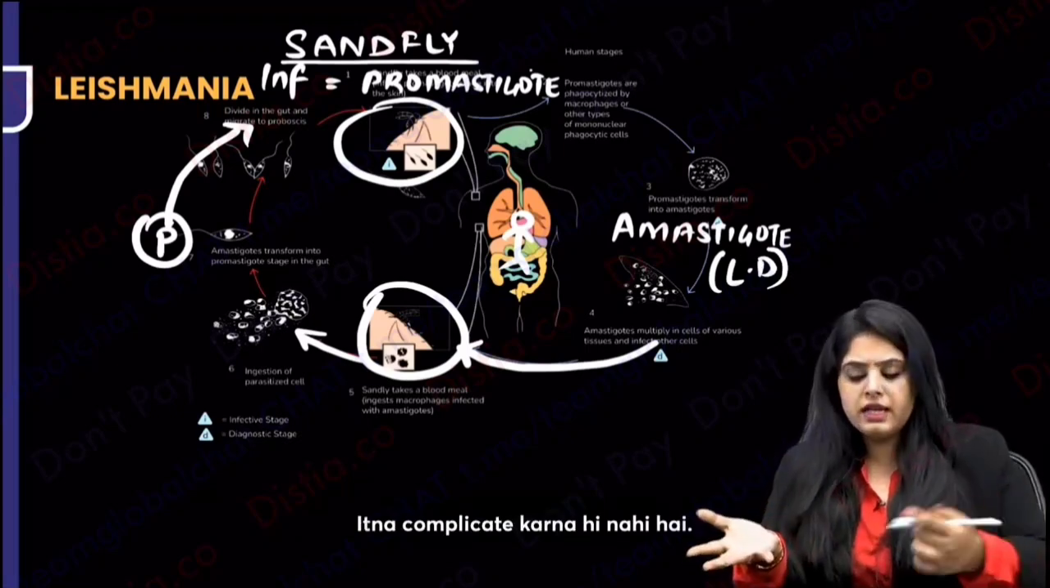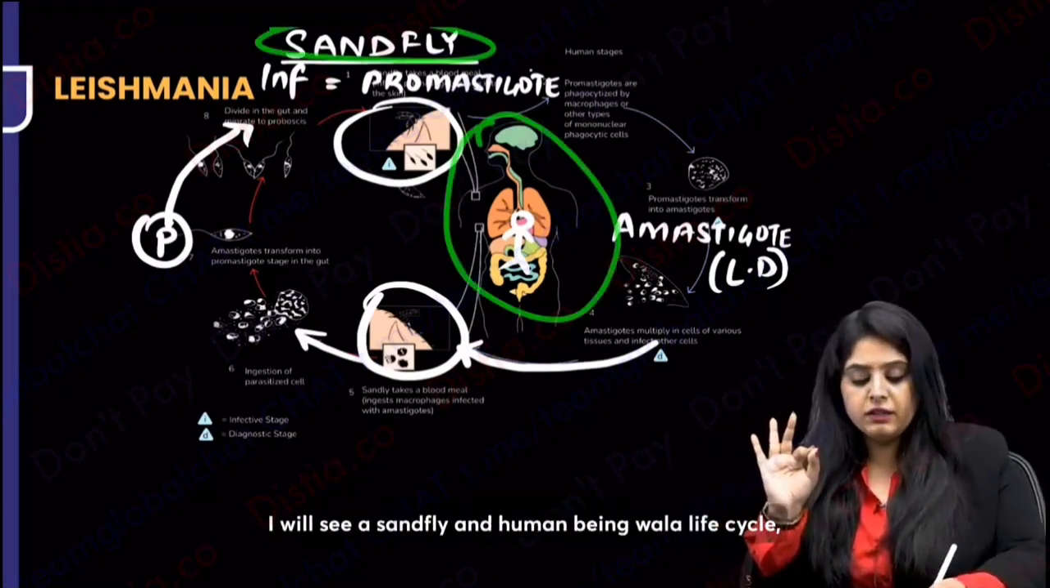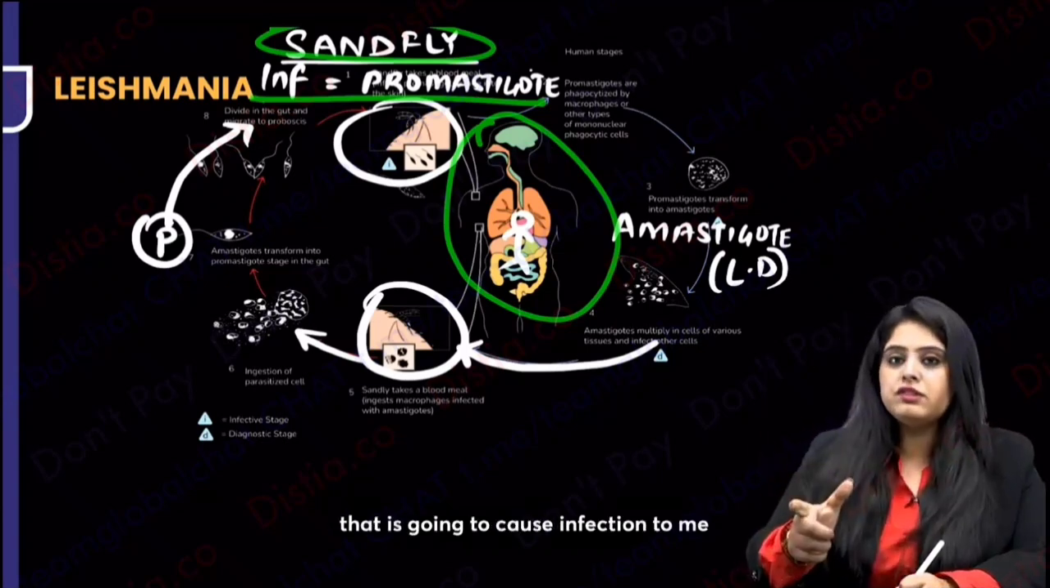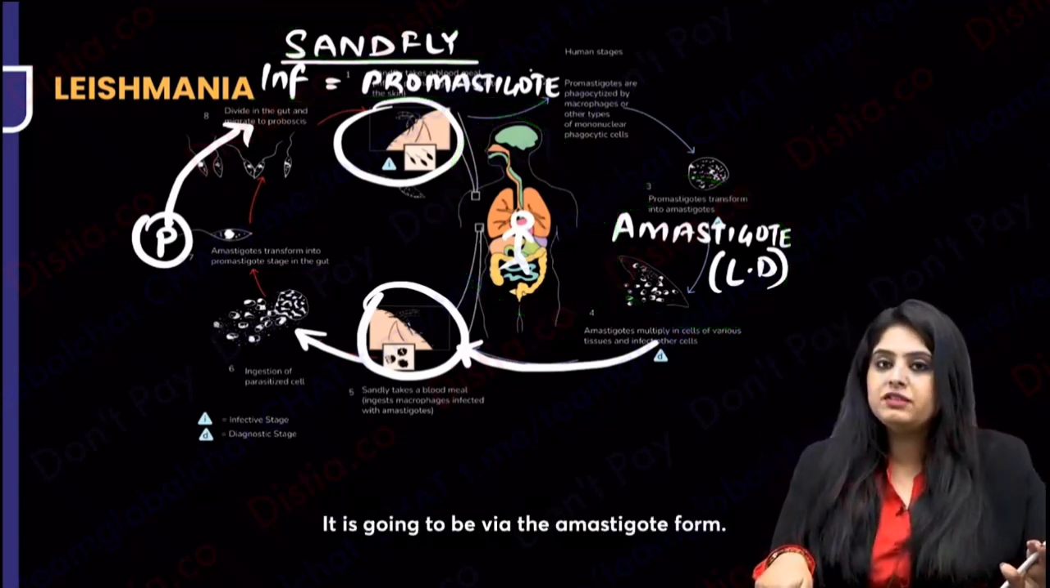There is no need to complicate it. You just have to know: I will see a sandfly and human being life cycle. The promastigote form is going to cause infection to me, and the diagnosis is going to be via the amastigote form.